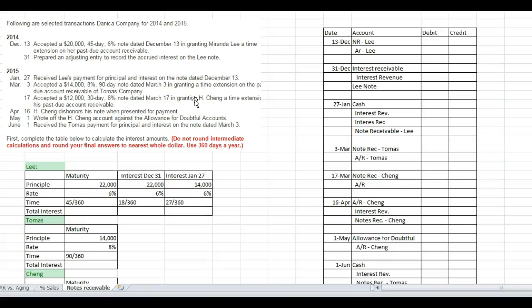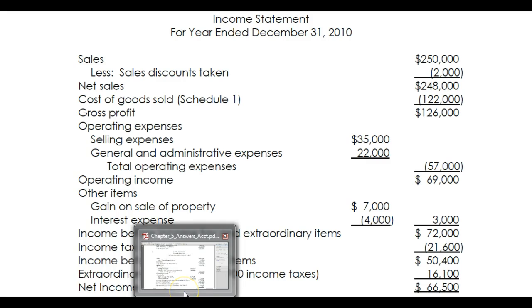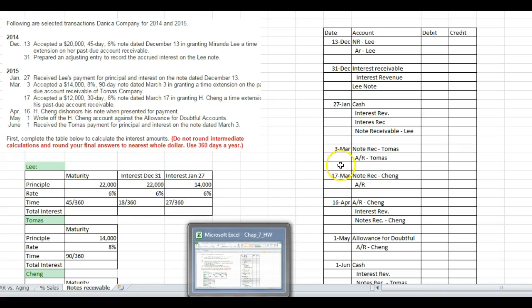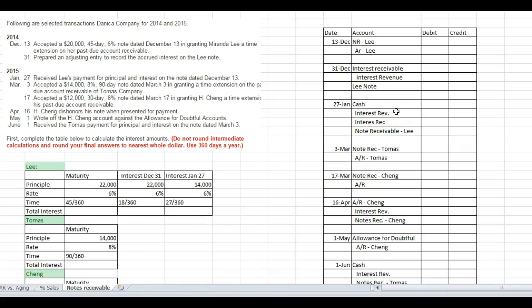This is going to be interesting, don't you think? Interesting? All kinds of numbers, all kinds of stuff. Okay, same drill, only we have multiple notes receivable floating around here. The first one is, well, that's interesting. This says 20,000, and that's why I went that route.